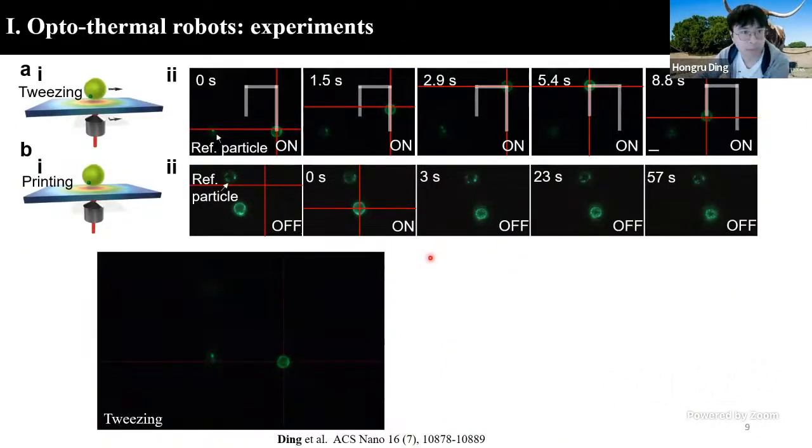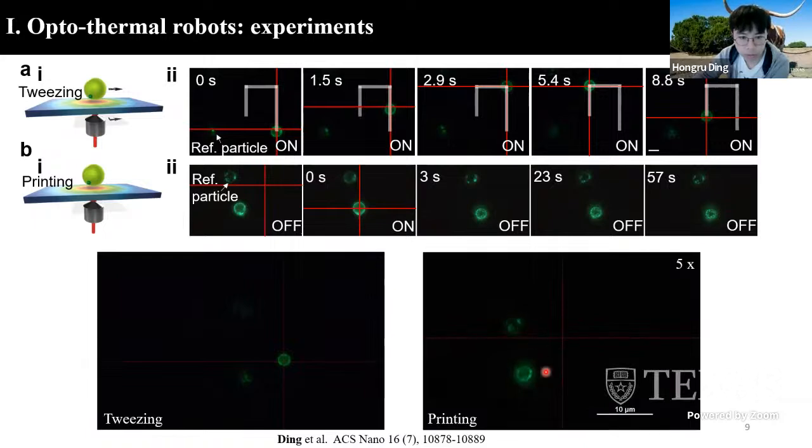Then we can take a look at some experimental results. So you can see this is a video showing how we manipulate the particle, and the cross marks the position of the laser beam. You can see we just move the particle around, and those successive images show how we move the particle around. And then printing. So there are two particles. Then we move the laser beam to the target particle and turn on the laser beam for a few seconds. After that, we turn off the laser beam, and you can see the particle is completely still. And in contrast, the reference particle is still moving around. So basically, it proves that we successfully print the particle on the substrate.